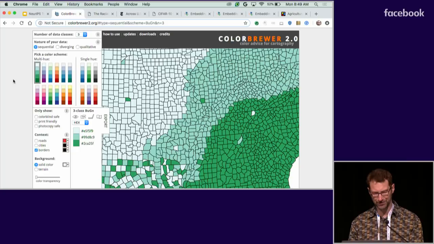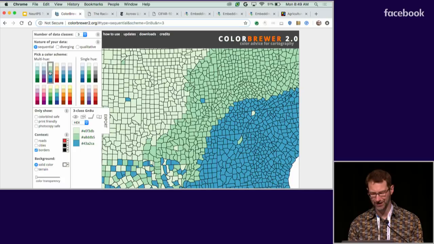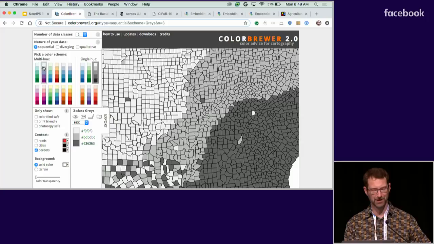One thing that's cool is it will let you try out different palettes in realistic settings. What we're showing here is she has a sample set of data at what looks like maybe city level or county level on a map. And then you can try out different scales and see what they look like. These are multi-hue. You can try single hue. These are all sequential scales in which you've got some number that's monotonically increasing. That's all that you care about.